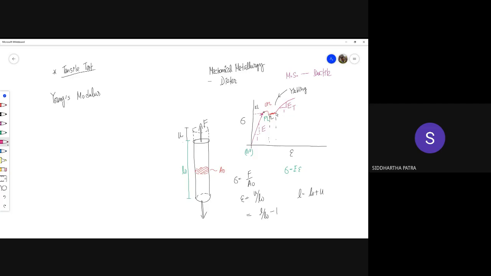Now, beyond the elastic limit, strain can be divided into two parts. One is the elastic part, and the other one is the plastic part. The elastic part is, of course, stress divided by the Young's modulus. Remaining is the plastic part. What do I mean by that? If I now try to unload from any stress value, I would be following a curve which is parallel to the Hookean part.